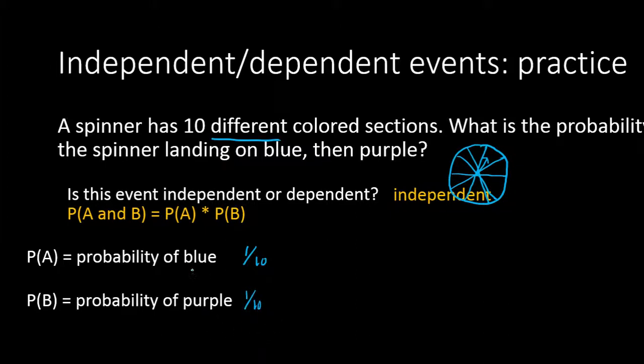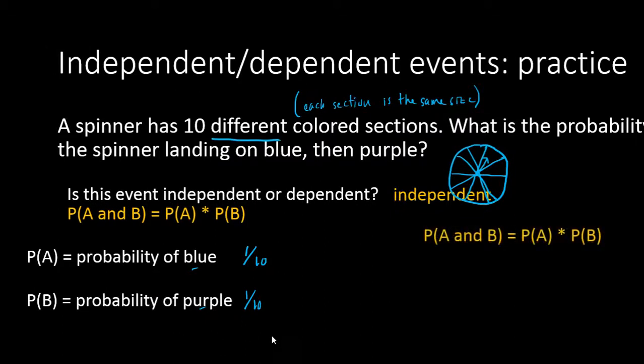It doesn't matter which color I wanted, whether it was blue, purple, yellow, indigo, pink, gray, whatever. Each of them is equally likely, and in fact we probably should have specified that each section is the same size, right? So assuming each section is the same size, then that means getting any color is equally likely. So I know the probability of blue, I know the probability of purple, so if I want to know the probability of event A and event B, I multiply their probabilities together. So 1/10 times 1/10, a 1 in 100 shot that you will get a blue and then a purple when you spin this spinner.